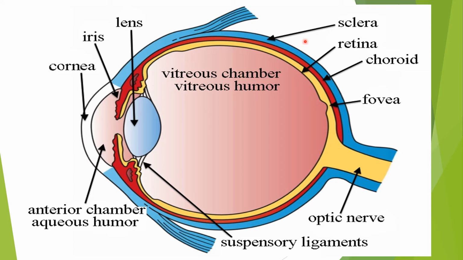The sclera is referred to as the fibrous sclera because it is tough, fibrous, opaque, and white. Choroid, on the other hand, is pigmented and vascular. And retina is the nervous layer.